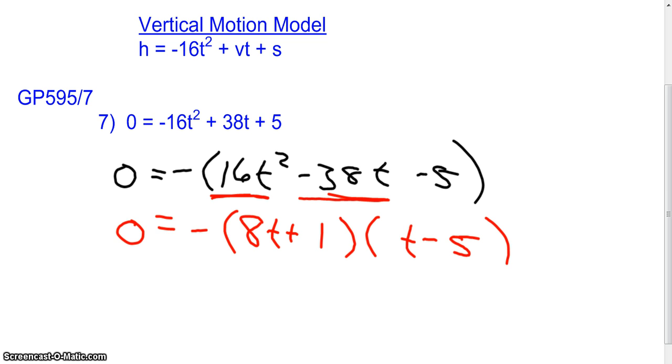Okay, so let's try it. If we put 8 here and 2 here, let's look at our OI. Outside, negative 40. Inside, positive 2. Negative 38.